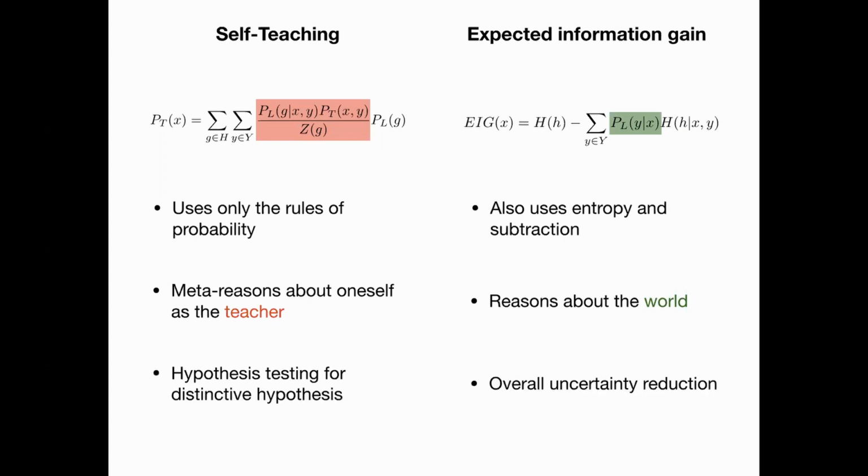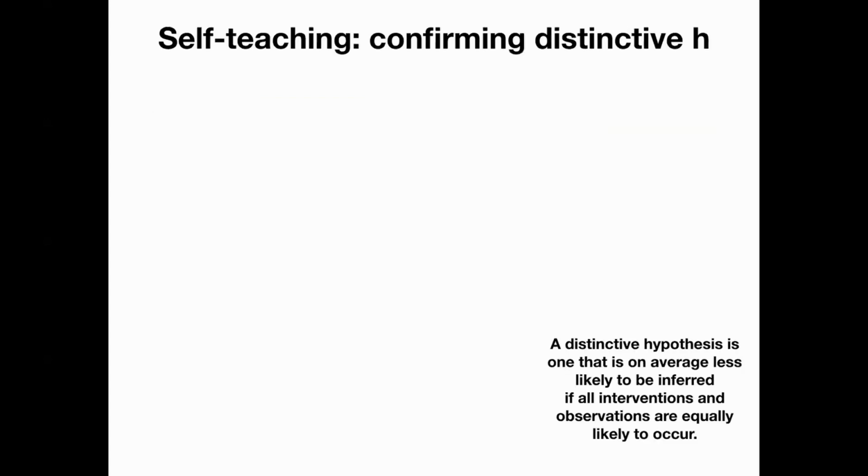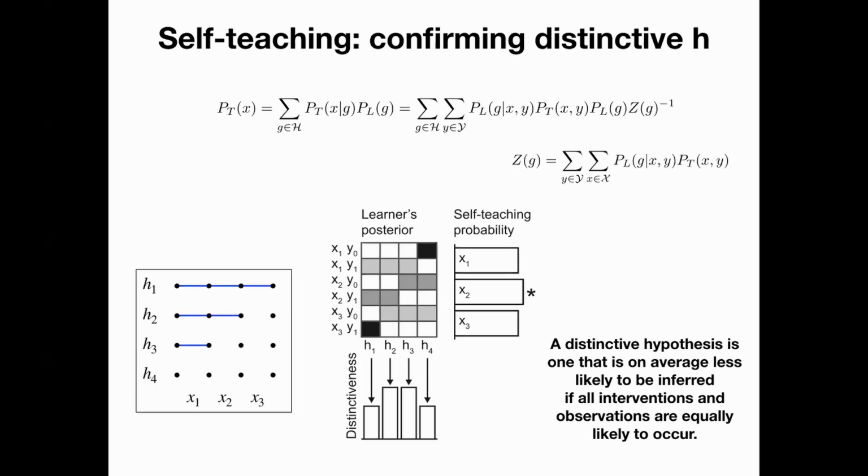The third difference is that expected information gain aims to reduce overall uncertainty, whereas self-teaching is more of a hypothesis testing method that aims to confirm relatively distinctive hypotheses. A distinctive hypothesis is one that is, on average, less likely to be inferred if all interventions and observations are equally likely to occur. Computationally, it is done in the following way.